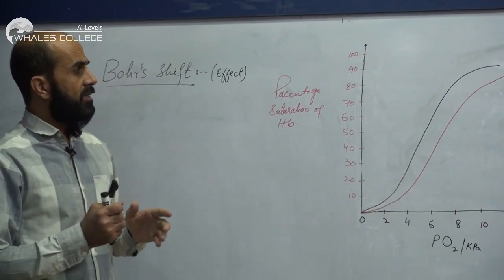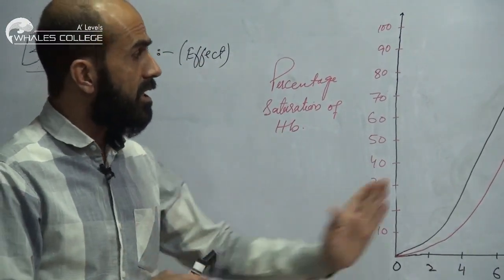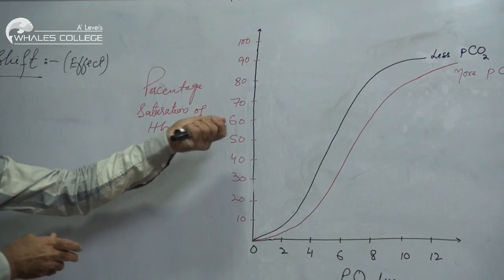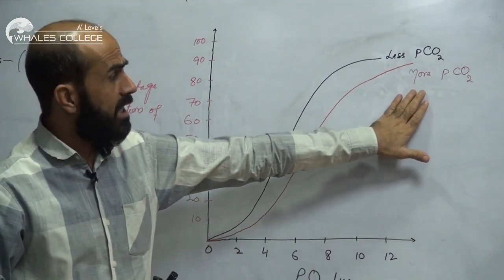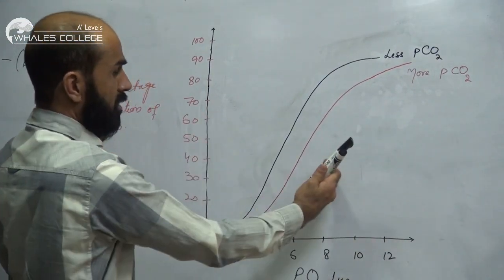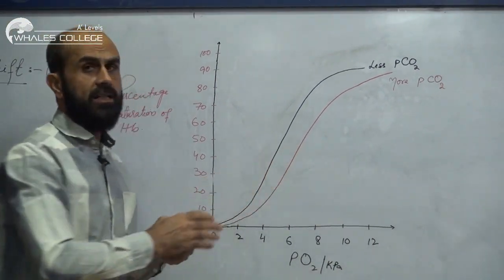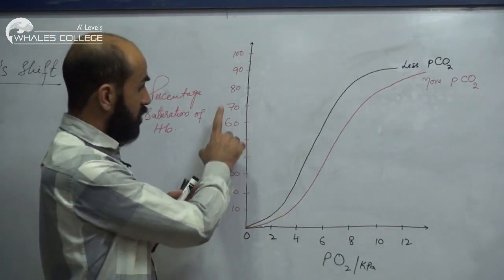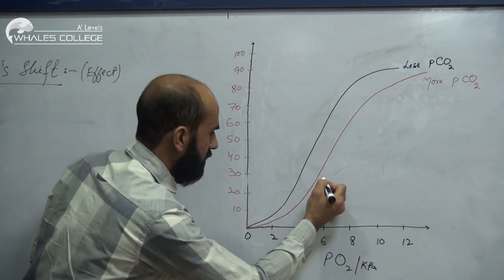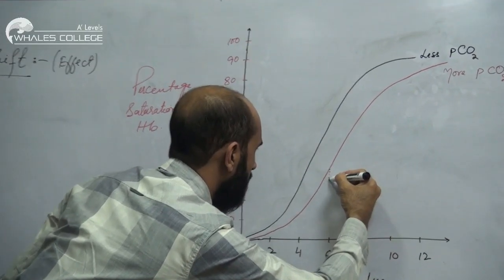It says that by increasing the partial pressure of carbon dioxide, the dissociation curve shifts toward the right, like here. When we increase the carbon dioxide partial pressure, the curve shifts toward the right. The black one is on the left and the red one is toward the right. So whenever a curve shifts toward the right, it means that the percent saturation has decreased.